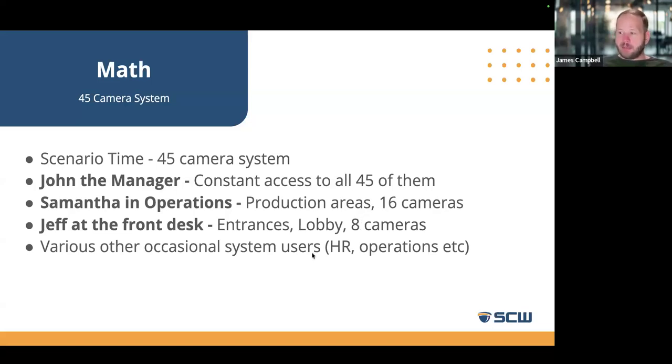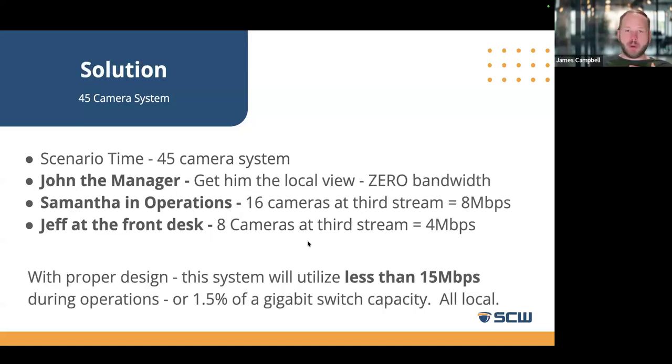Then we have Samantha in operations. She needs access to the production area, so this is a manufacturing plant, and that's going to be 16 cameras worth. Now, Jeff at the front desk, he's going to want to see the entrances, the lobbies, maybe some of the parking lot. That's going to be about 8 cameras as well. And then we'll also, of course, have occasional viewers as well, like HR might come and pull some footage for safety. Some other people in operations may pull something. So, what does that really look like?